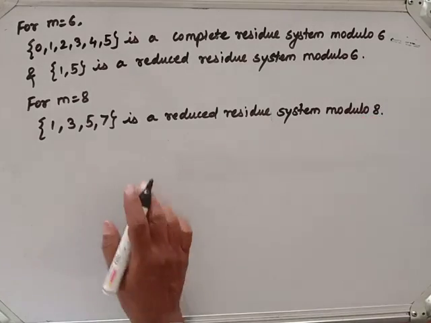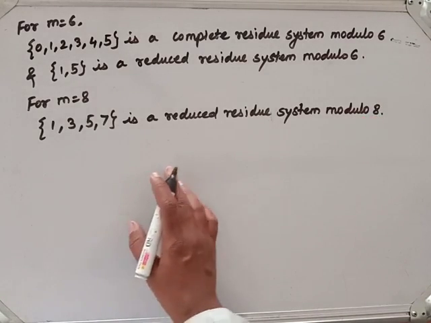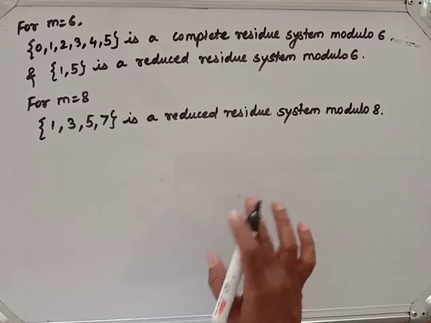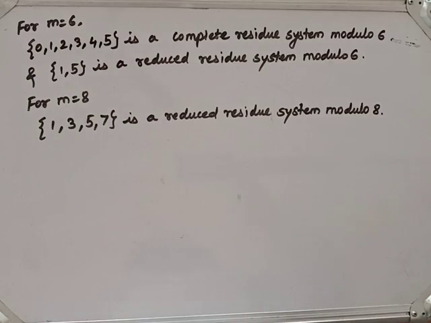Now this is about the complete residue system and the reduced residue system. This is an important one. Here we will stop. In the next video we will see Euler's phi function, some remarks on it, some examples on it, and some theorems if we have time.